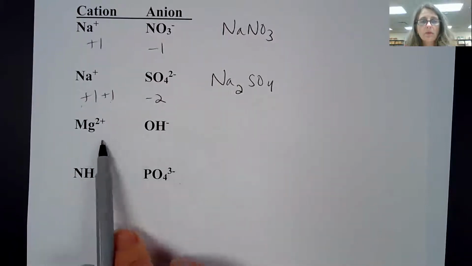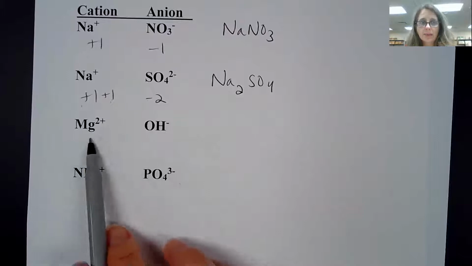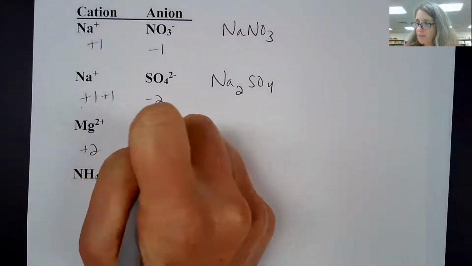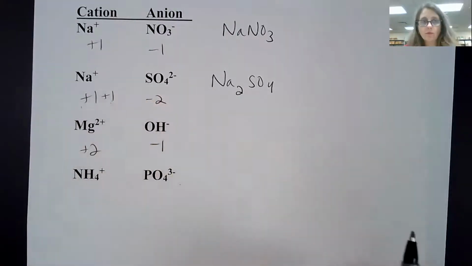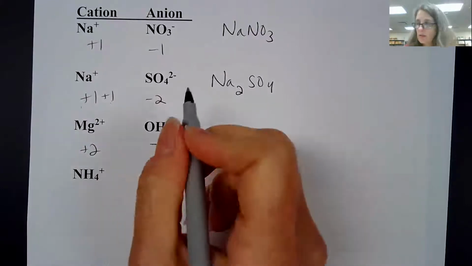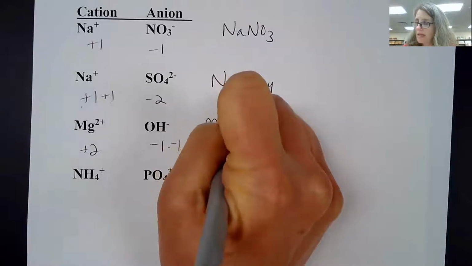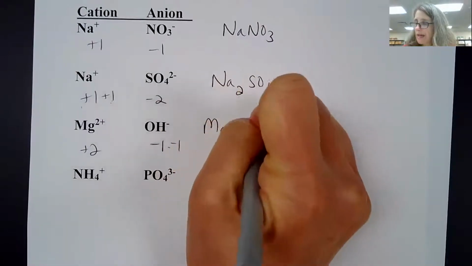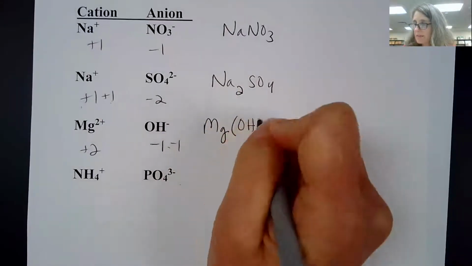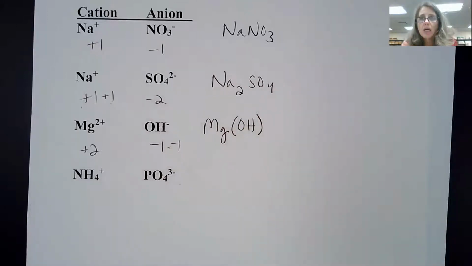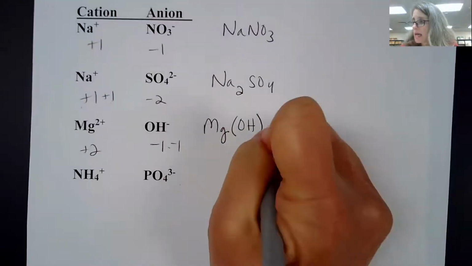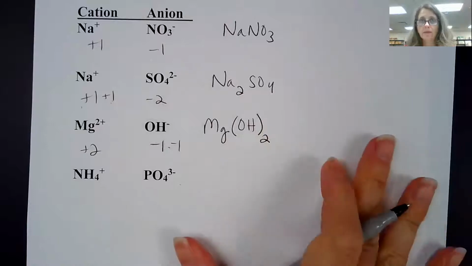So this is where you might have multiple polyatomics. Magnesium is +2, OH minus is a -1. So I need 2 of the negative ones in order to get this to 0. So I'm going to write magnesium OH, but OH is a polyatomic, so I have to put parentheses around. I have to hug my polyatomics and put a 2 on the outside to say I have 2 of those.